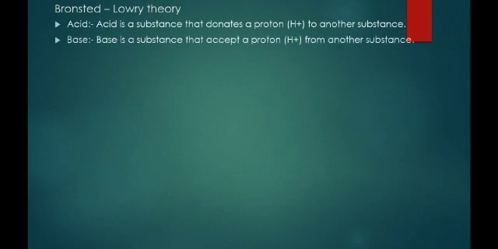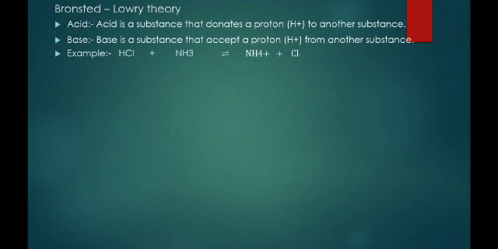Acid. In short, we can say that acids are proton donors. Base is a substance that accepts a proton from another substance. It means base is a proton acceptor. So proton donors are called acids and proton acceptors are called bases. So the Bronsted-Lowry theory, acid base concept, is given on the basis of proton donor and proton acceptor.